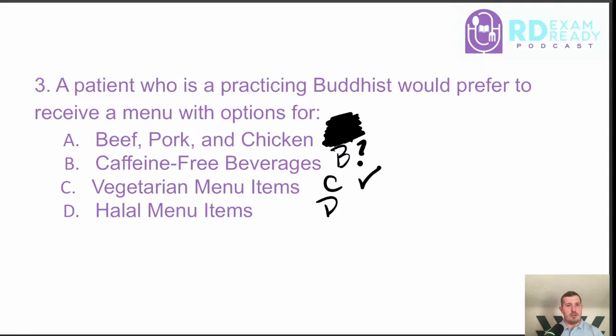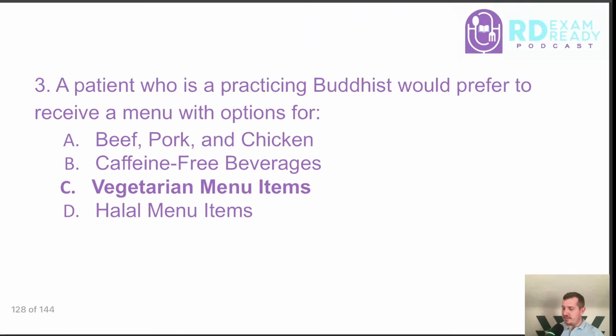D, halal menu items. Well, maybe if they're very interested in that, but they're two completely different religions. Buddhists would be practicing Buddhism, and those that eat halal would be practicing Islam, for instance. So I don't think they would be too interested in halal menu items necessarily. If I'm between B, which I was questionable on, and C, which I felt really good on, I'm going to pick C as my best answer, and I agree with all of you here for that reason.